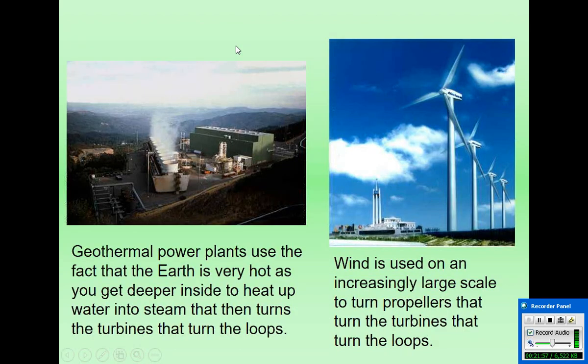Or geothermal, or more and more, wind. The idea is the same. You find some external source of mechanical power. It turns the turbines, the turbines turn the loops, and current is created in those loops. You extract that current, and you can basically create the electricity that you get out of the outlets.